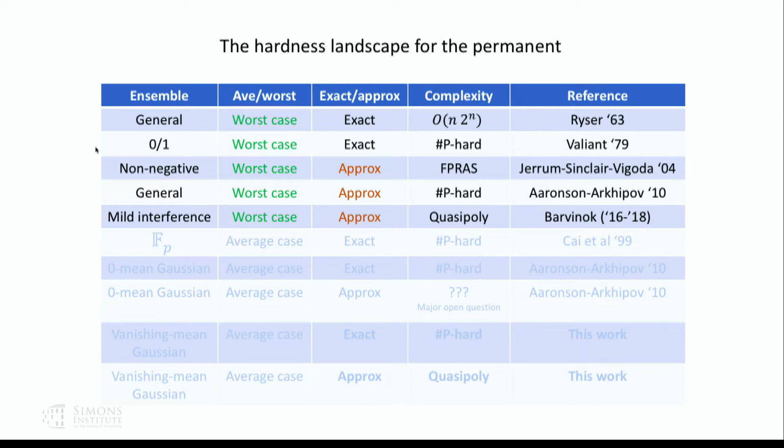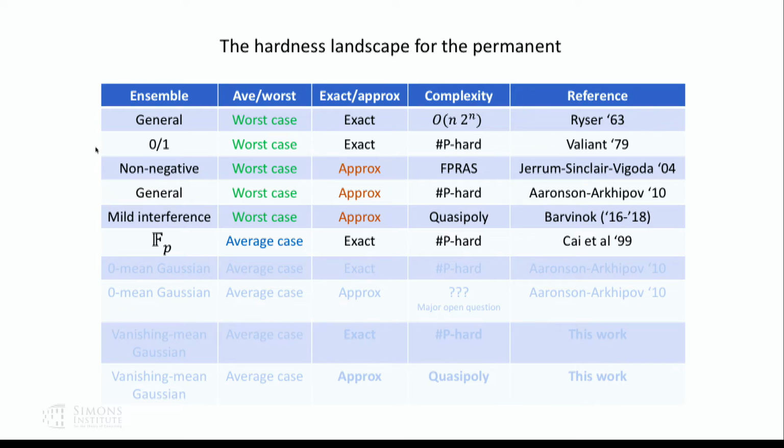And very recently, the topic of this workshop, by the results of Barvinok, we have been able to approximate the permanent for particular instances of matrices that can have negative or complex numbers, which I just call, let's say, mild interference, which we have been talking about throughout this workshop. Okay, so all of these results were about the complexity of the permanent in the worst case. Now, what can we say about the average case complexity of the permanent?